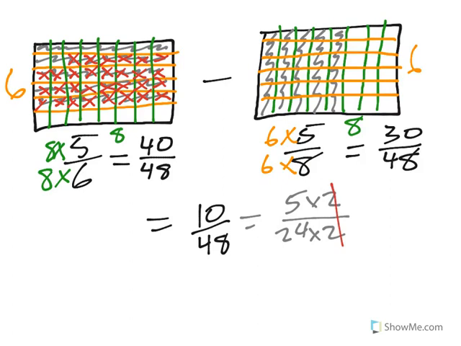Don't need the 2. Final answer is 5/24. What that brings you to is who needed the picture. Once you get kind of used to this, you go, oh, okay, I had 5/6 minus 5/8.